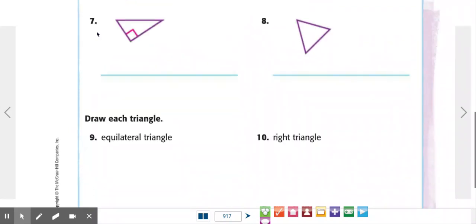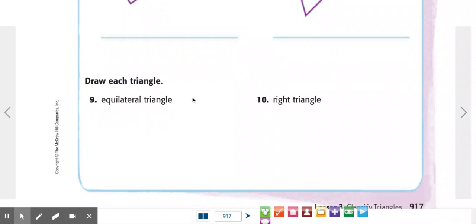Okay? And then down here, you just have to draw these triangles. So equilateral, go back in your book. Equilateral meaning they're all the same. And then a right triangle meaning that it has one right angle. Have fun with this, you guys. Once you learn these, hopefully they'll stick in your head and it won't be too hard.